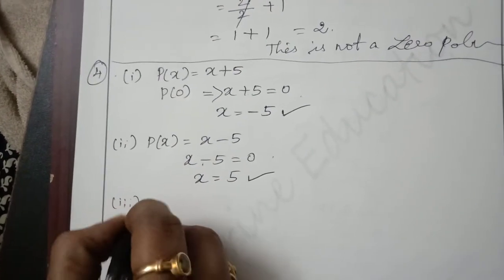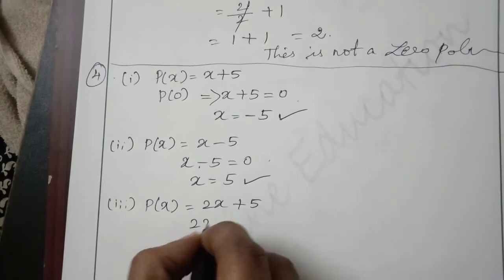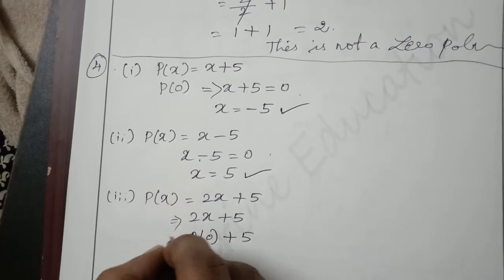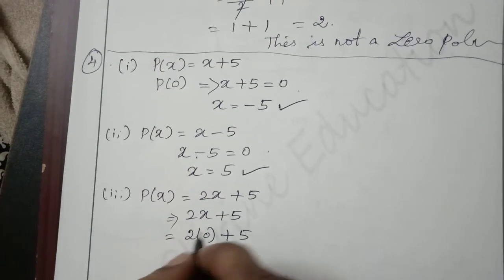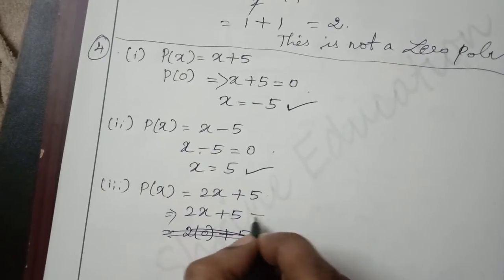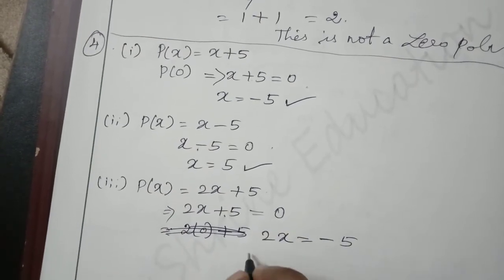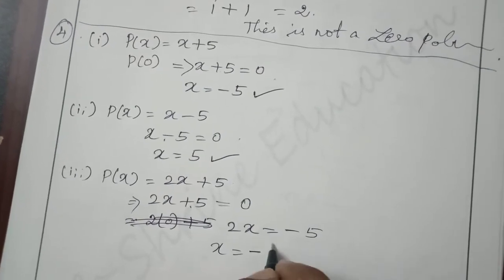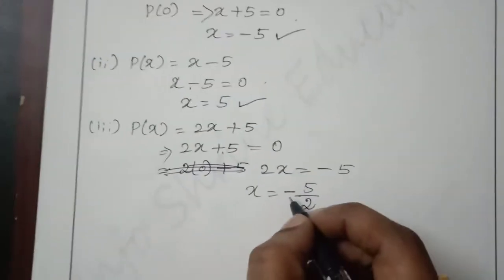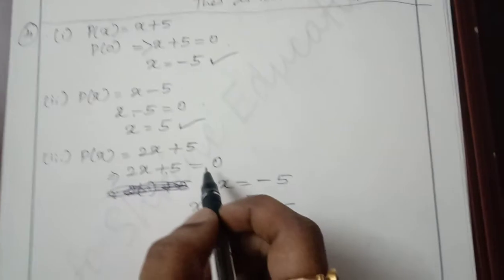And the third one, P of x is equal to 2x plus 5. We have to find x, so 2x plus 5 is equal to 0. So 2x is equal to, when plus 5 goes this side, minus 5. So x is equal to minus 5, and this 2 will go to the denominator. So the answer is x is equal to minus 5 by 2. We are not substituting 0. We are finding the zeros of the polynomial in each case.